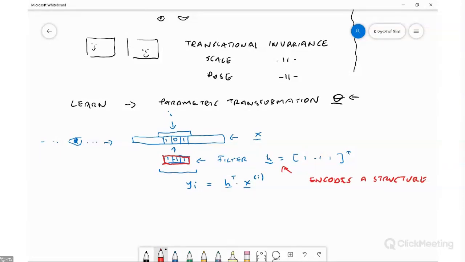So this is very simple, but this is the first very important point, that I can try to search for different structures by using filters. These filters provide me with a kind of prototype of a structure that I am looking for. So I'm looking for a structure that is encoded by this filter.